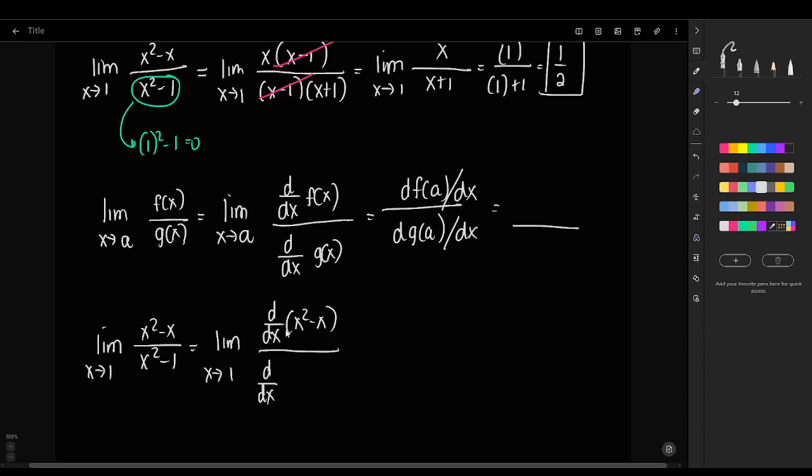I am writing this with the correct notation because we are using the variable x here, and so you should be deriving it with respect to x, not by any other variable. Okay, so this is equivalent to the limit as your x approaches 1, differentiation of x squared, that is 2x, minus 1, and this is 2x. Yeah, 2x.